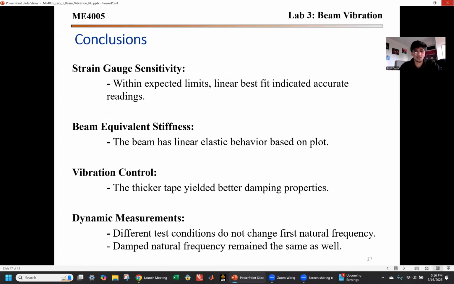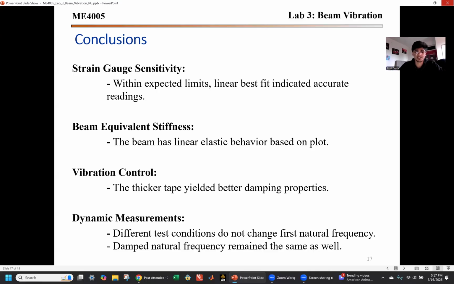And to conclude the PowerPoint, strain gauge sensitivity was within our expected limits, indicating linear results. For the beam equivalent stiffness, the beam has linear elastic behavior based on the plot that aligns with our values from the theory. And for vibration control, a thicker tape yielded better damping properties.